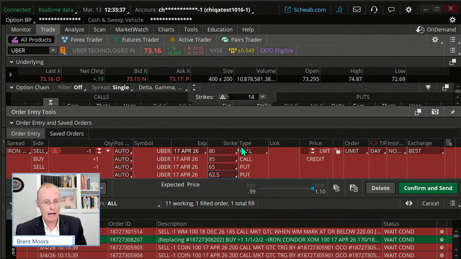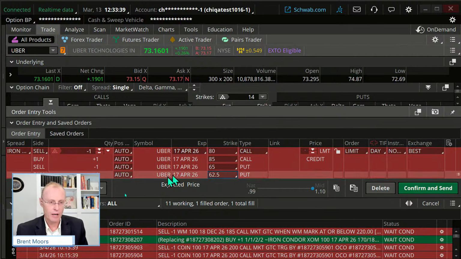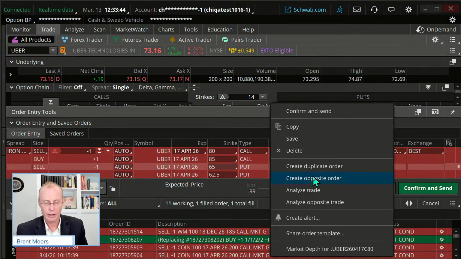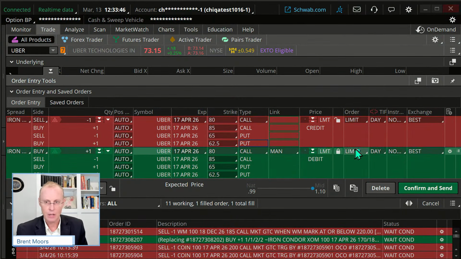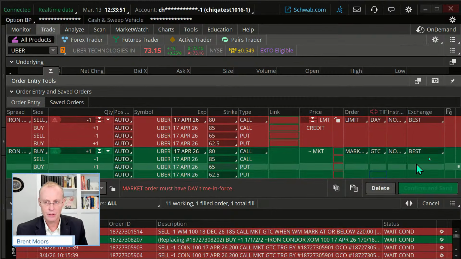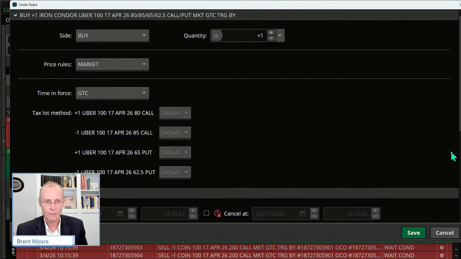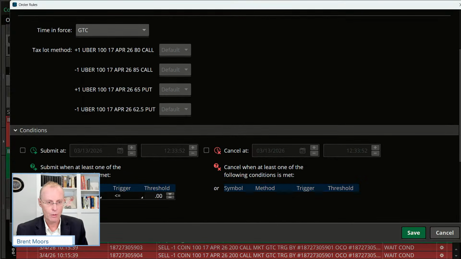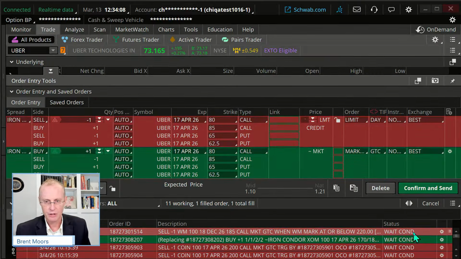Now, if I want to put an exit order on that, I'm just going to go first trigger sequential. I'm going to right click it. I'm going to create an opposite order, one to get us out. I'm going to make it a market order, good till canceled. I'm going to click on the gear and say I want to get out of this if we mark greater than or equal to 78. So that kind of keeps out the bigger risk on that.